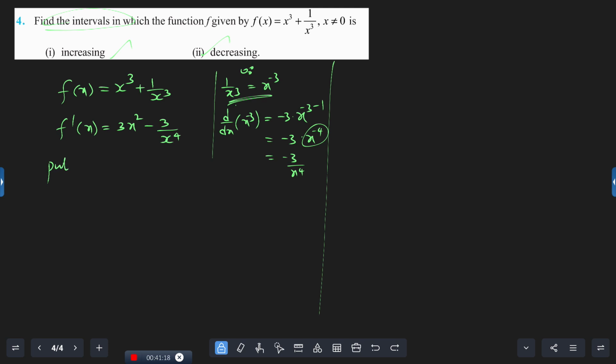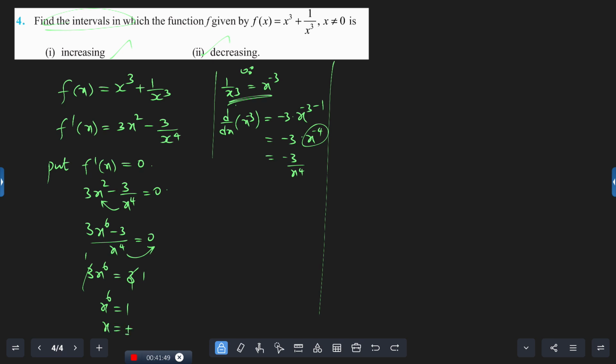Now put f dash of x equal to 0. Then what am I getting? 3x square minus 3 divided by x power 4 equal to 0. Cross multiply: 3x power 6 minus 3 divided by x power 4 equal to 0. When you send the x power 4 to the other side, it is 0. 3x power 6 is equal to 3. The 3 cancels. x power 6 is equal to 1. Then x is equal to plus or minus 1. Since the power is even, you get plus or minus 1.